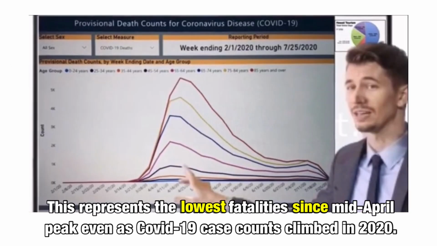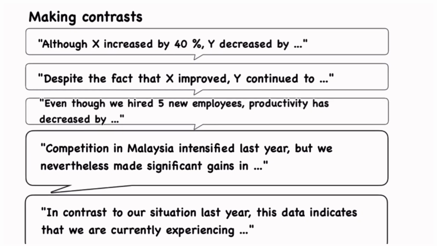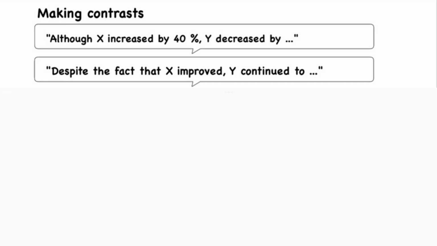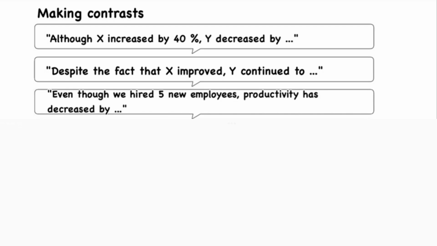This represents the lowest fatalities since mid-April peak, even as COVID-19 case counts climbed in 2020. Making contrasts. Although X increased by 40%, Y decreased by. Despite the fact that X improved, Y continued to. Even though we hired 5 new employees, productivity has decreased by.